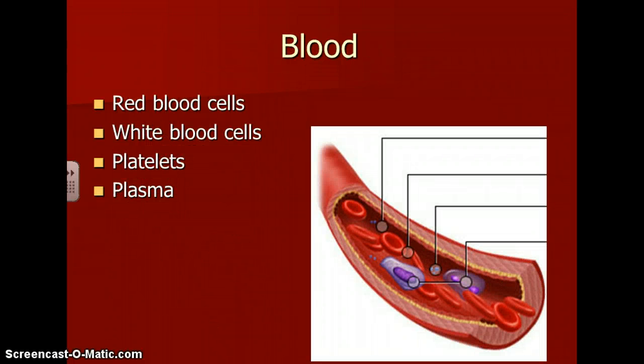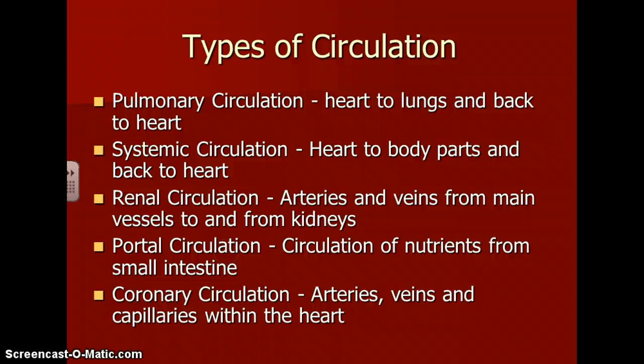Let's talk about the components of blood then. Blood is made up of red blood cells, white blood cells, platelets, and plasma. We have different types of circulation that go through the body. We have pulmonary circulation that goes from the heart to the lungs and then back to the heart. We have systemic circulation, which goes from the heart to all the body parts, the whole system, so systemic, and then back to the heart.